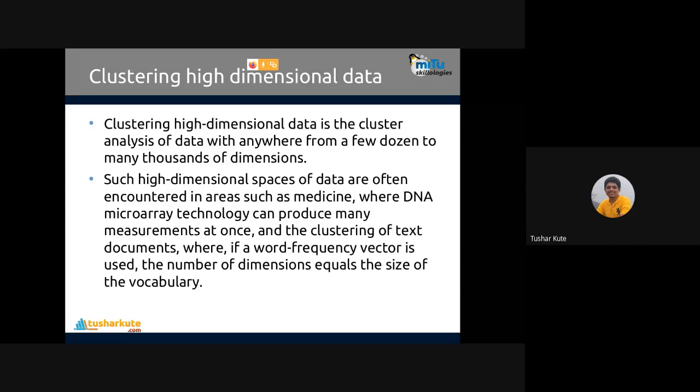Clustering high dimensional data is the cluster analysis of data with anywhere from a few dozen to many thousands of dimensions, from 12 to 15 to 20 to 30 to 100 to thousands. How is this clustering possible? Such high dimensional spaces are often encountered in areas like medicine, as we have seen, where DNA microarray technologies can produce many measurements at once, and in the clustering of text documents, where a word frequency vector is used and the number of dimensions equals the size of the vocabulary. So a huge number of dimensions are present.